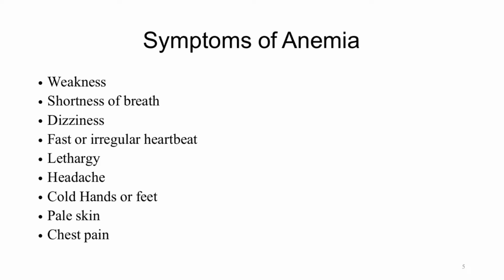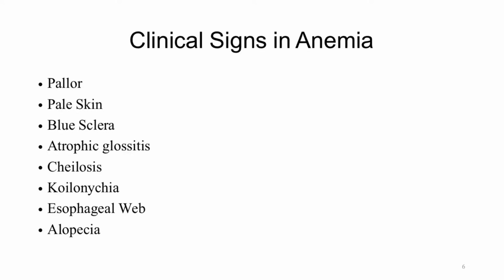The patient with anemia usually presents with weakness, shortness of breath, dizziness, fast or irregular heartbeats, lethargy, headache, cold hands or feet, pale skin, and chest pain. Signs may include pallor, pale skin, blue sclera, atrophic glossitis, cheilosis, koilonychia, esophageal web, and alopecia.